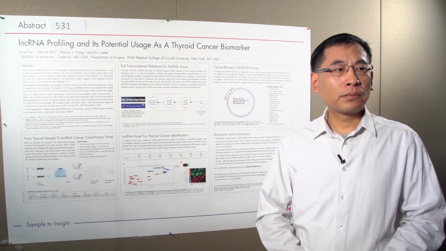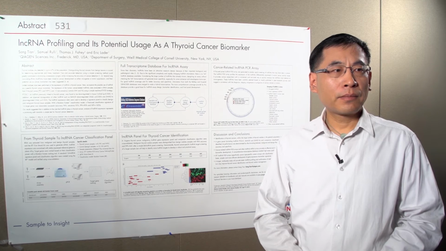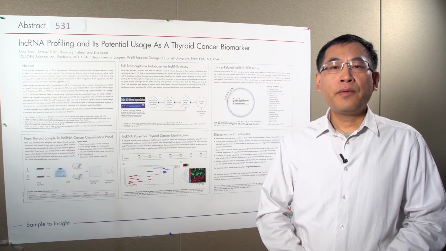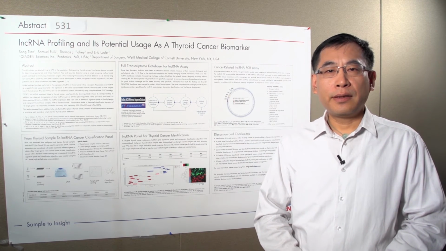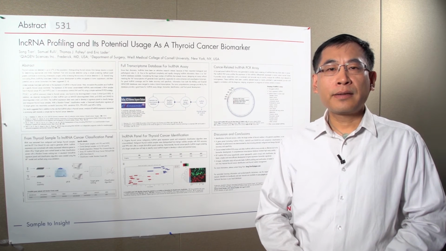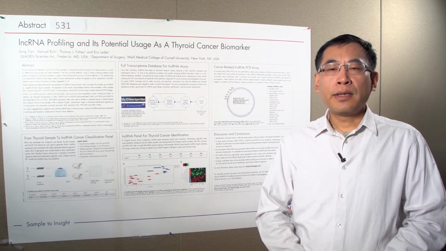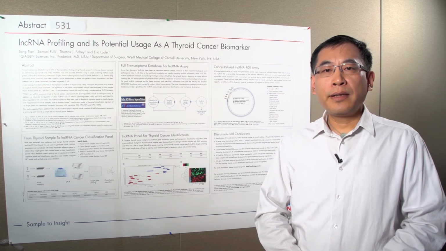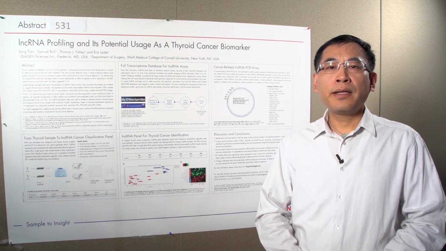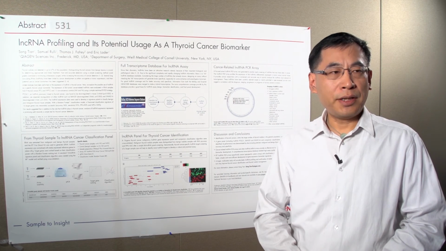How many long non-coding RNA assays do you have now? Currently, we have more than 60,000 lncRNA assays that cover human and mouse. In general, it will cover not only the lncRNA genes, but also the lncRNA transcripts of coding genes.